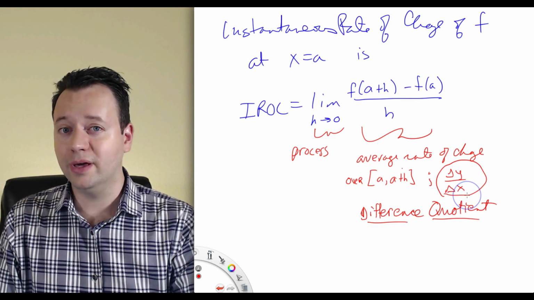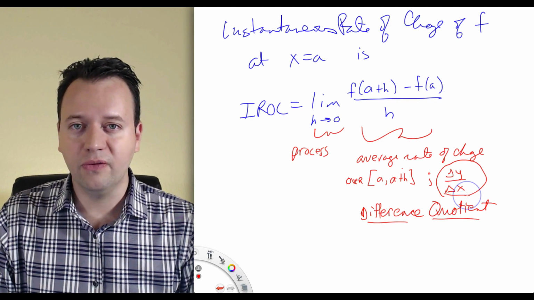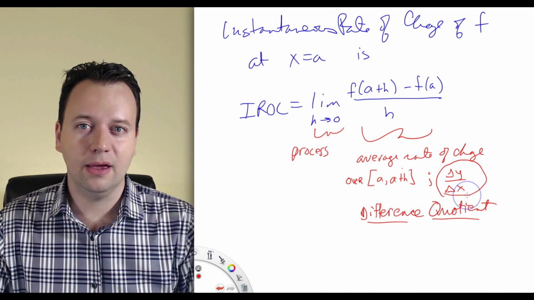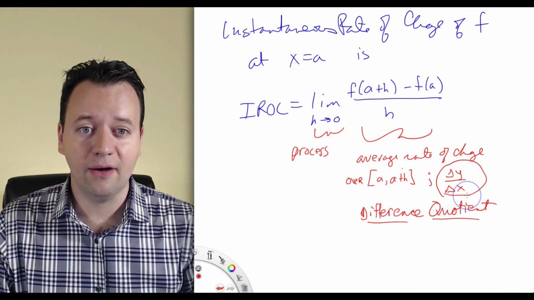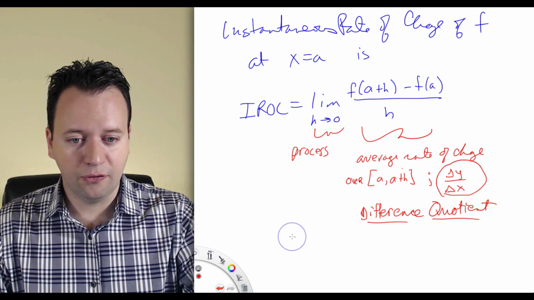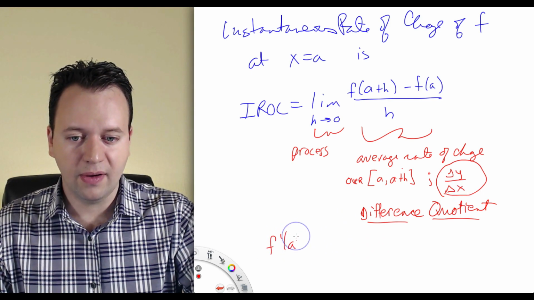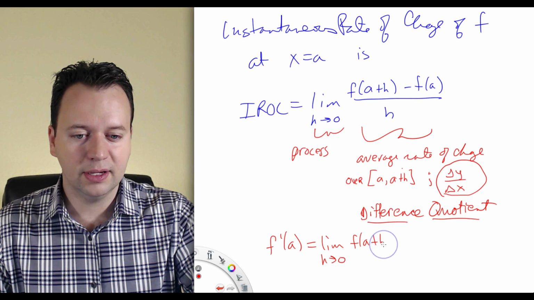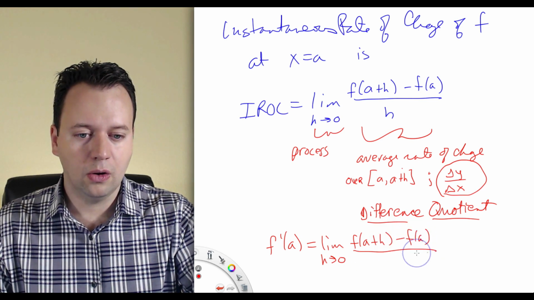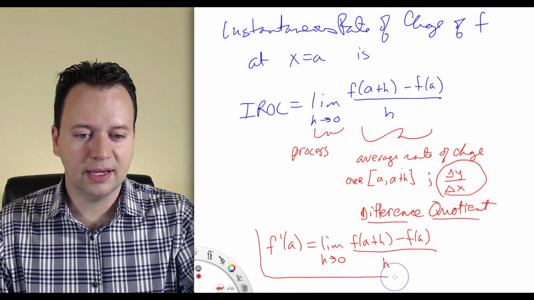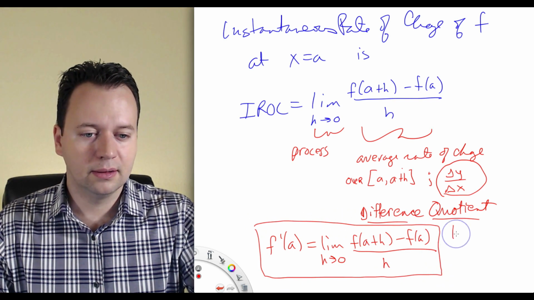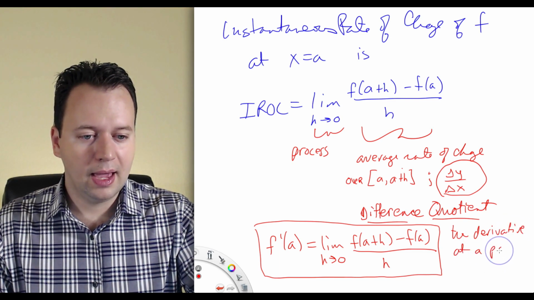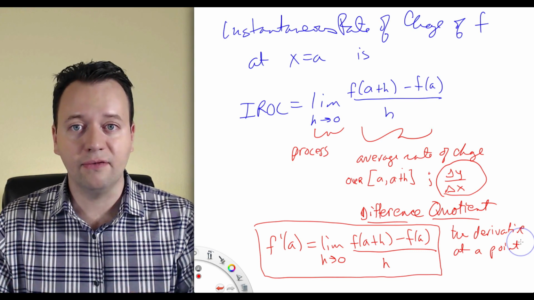Now, as an extra bonus, from the way I introduced derivatives, we know that when you evaluate the derivative at x is equal to a, what you get is the instantaneous rate of change of f at x is equal to a. So therefore, f prime of a is going to equal the limit as h goes to 0 of f of a plus h minus f of a over h. So this is sometimes called the derivative at a point. And it's literally just the instantaneous rate of change of f at the point a.